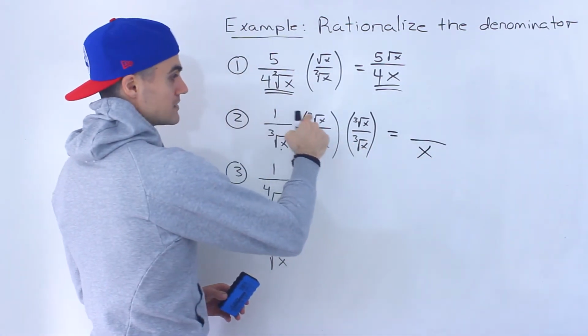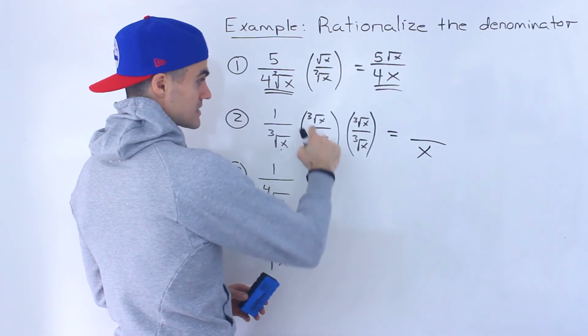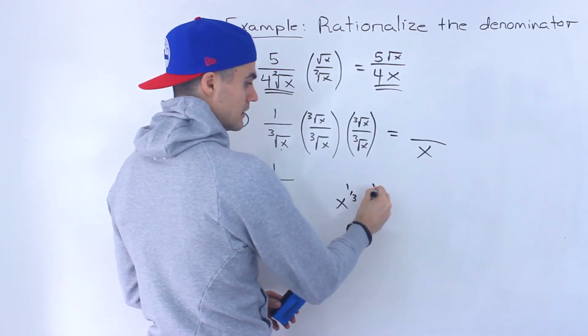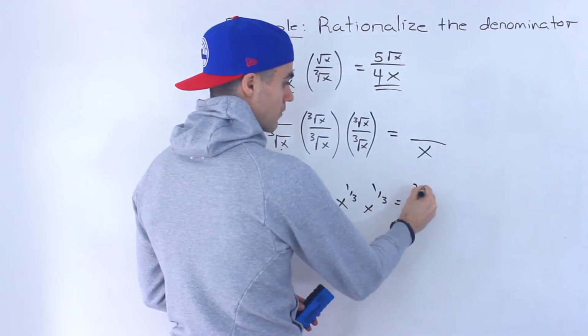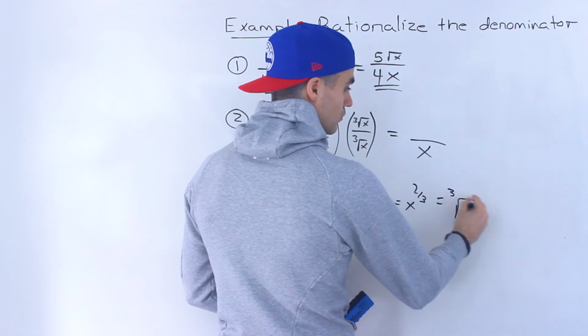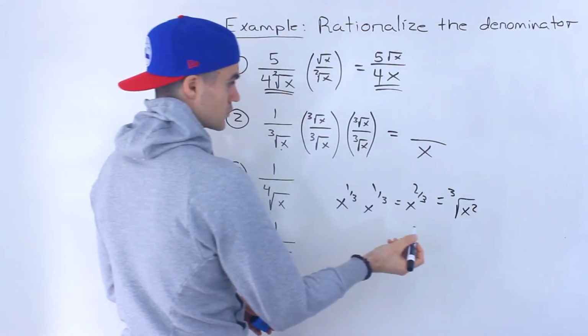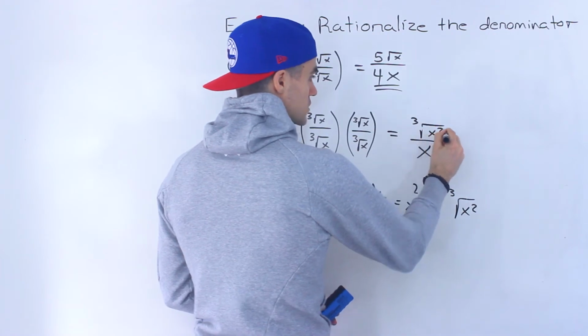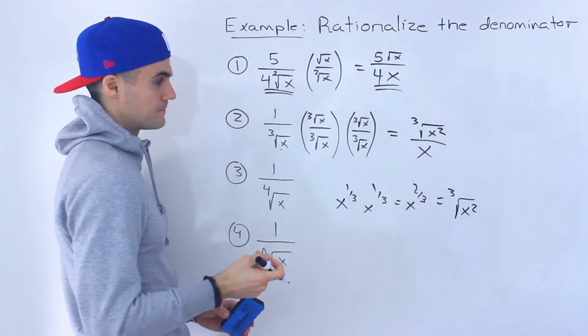And then over here we have 1 times third root of x times third root of x. Now these two, we already did that on this side, but I'll write it again. This ends up being x to the power of 2 over 3, which ends up being the third root of x squared. So we would have the third root of x squared up there, like that.